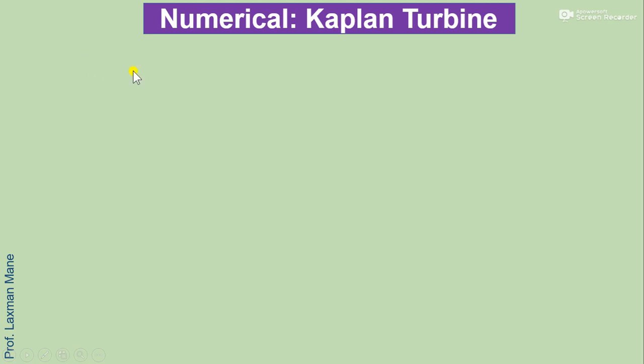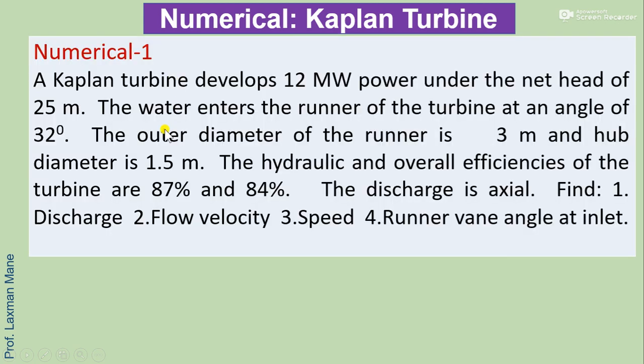Let us see numerical on Kaplan turbine. First numerical: a Kaplan turbine develops 12 megawatt power under the net head of 20 meter. The water enters the runner of the turbine at an angle of 32 degree. Outer diameter of the runner is 3 meter and hub diameter is 1.5 meter. Hydraulic and overall efficiencies are 87% and 84%. Discharge is axial. Find discharge, flow velocity, speed and runner vane angle at inlet.